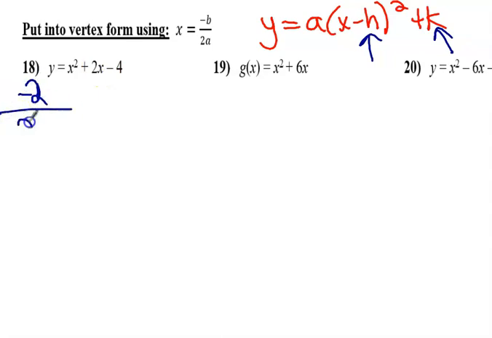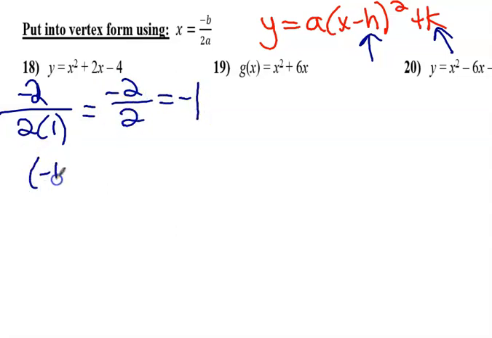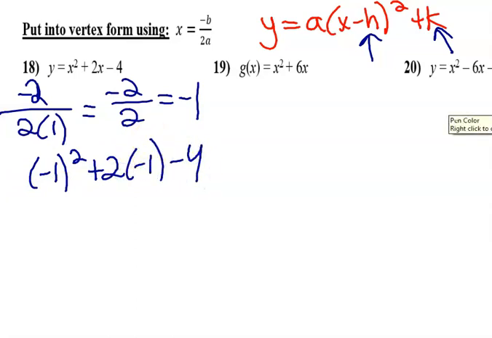Because negative b over 2a, a is 1. So I have negative 2 over 2, which is negative 1. I'm going to plug negative 1 in for my x's. This is where I see the most amount of mistakes, so please make sure you are solving these.